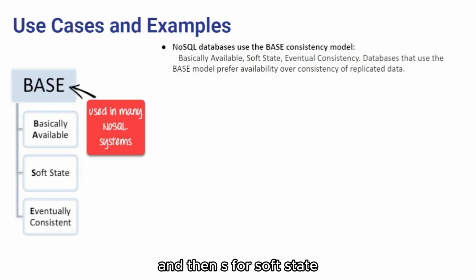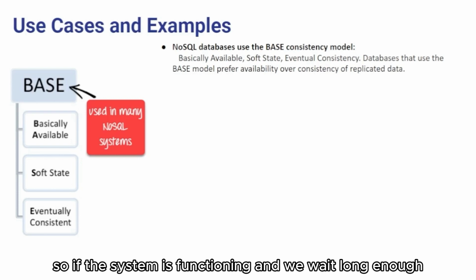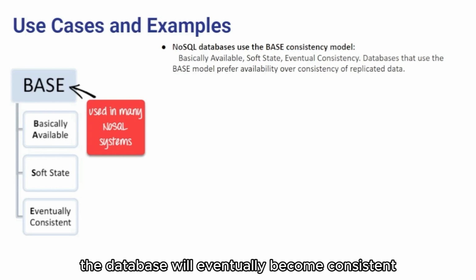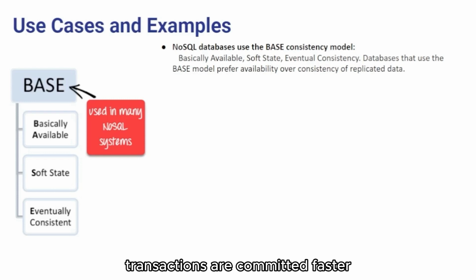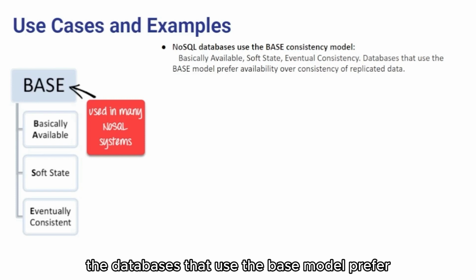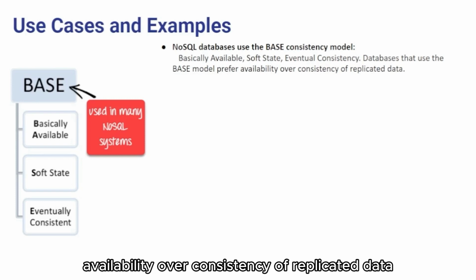And then S is for soft state, which means that the database state can change over time. And lastly, eventually consistent. So if the system is functioning and we wait long enough, the database will eventually become consistent. The advantage of the BASE consistency model is that transactions are committed faster. The databases that use the BASE model prefer availability over consistency of replicated data.